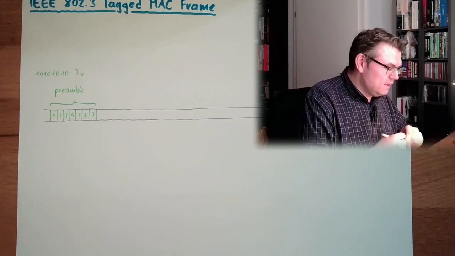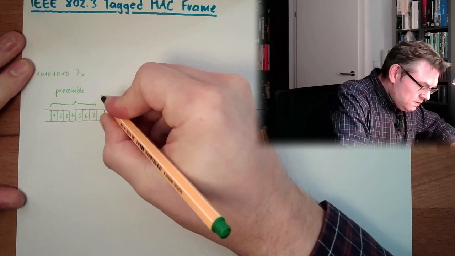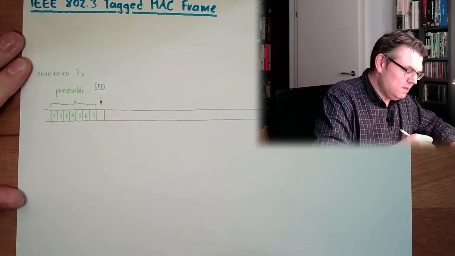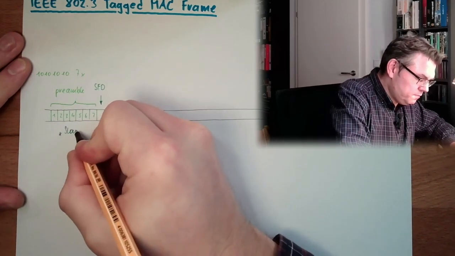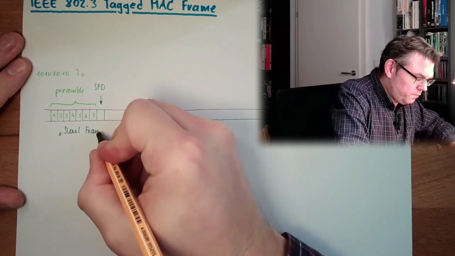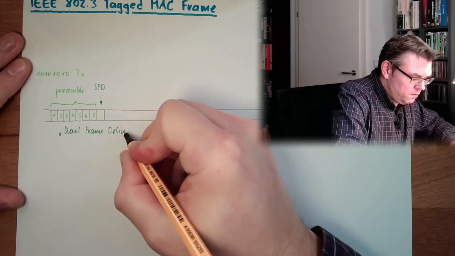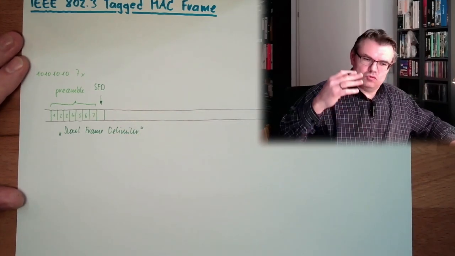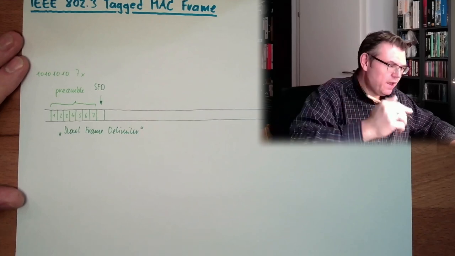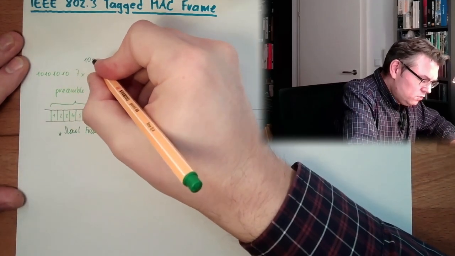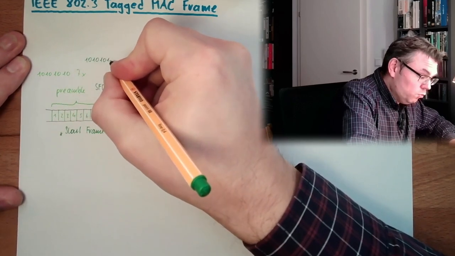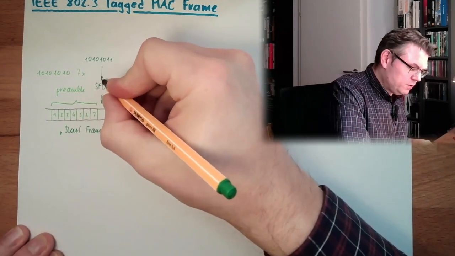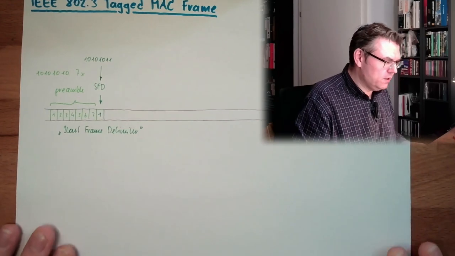And we also don't need the so-called start frame delimiter, SFD. This says, okay, now we're synchronized, now we start. And this looks like that: 10101011. Now we need to have attention. 1 byte, only 1 byte, 1 octet. That's it.